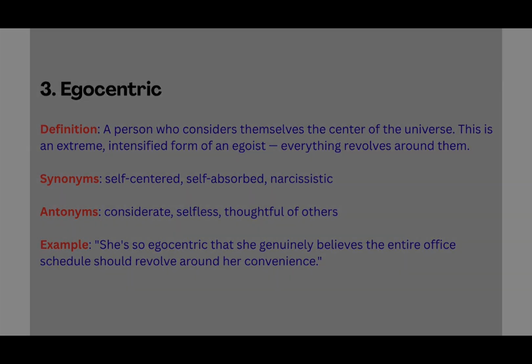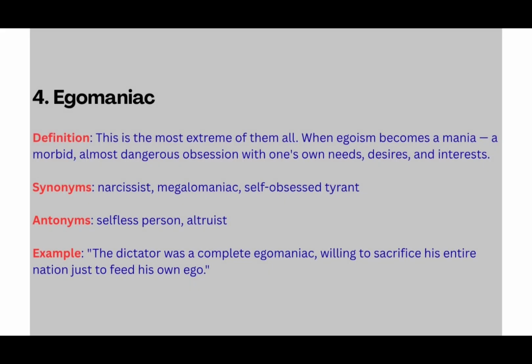Next we have egomaniac. Egoism becomes a mania, a morbid, almost dangerous obsession with one's own needs, desires, and interests. This is the most extreme form of them all, whatever root words we have studied before of ego, like egocentric, egoist, egotist. So this is the most extreme form so far.